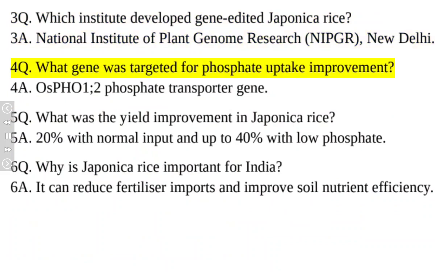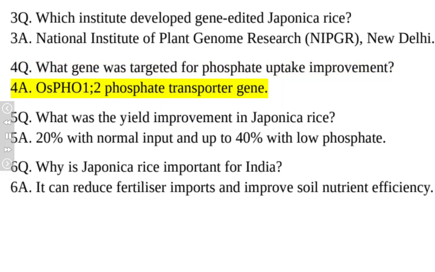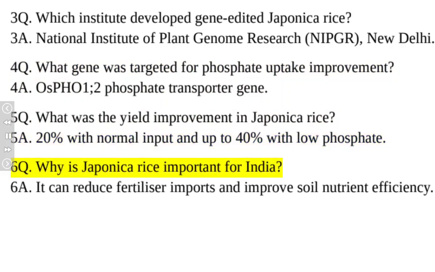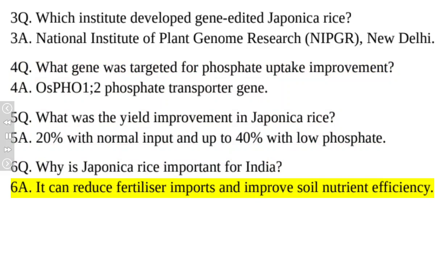4Q. What gene was targeted for phosphate uptake improvement? 4A. OsPHO1;2, a phosphate transporter gene. 5Q. What was the yield improvement in Japonica rice? 5A. 20% with normal input and up to 40% with low phosphate. 6Q. Why is Japonica rice important for India? 6A. It can reduce fertilizer imports and improve soil nutrient efficiency.